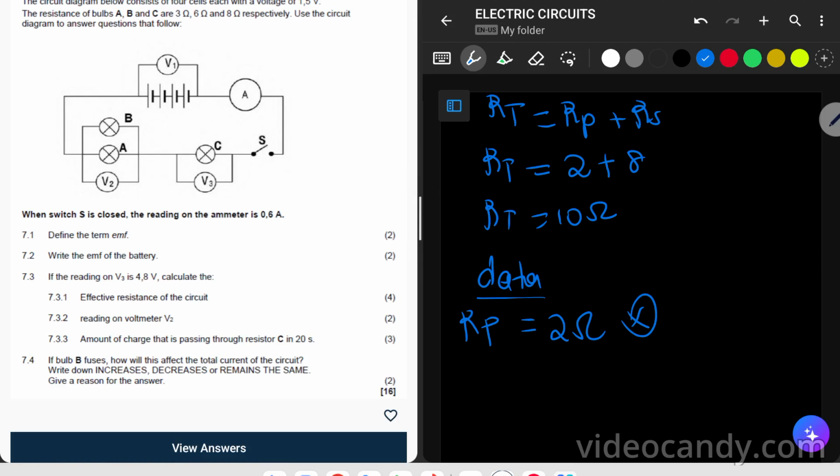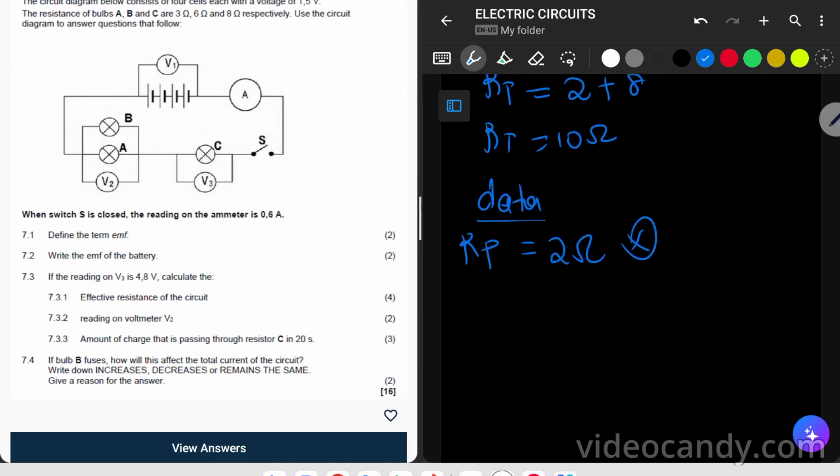As you can see, resistors A and B are in parallel. And in the previous illustration, we calculated that the resistance of resistors in parallel is 2 ohms. Now, you will regard the resistance in parallel as the resistance of one resistor. That is 2 ohms.